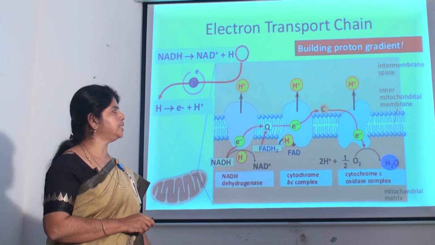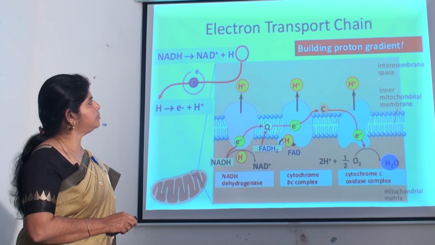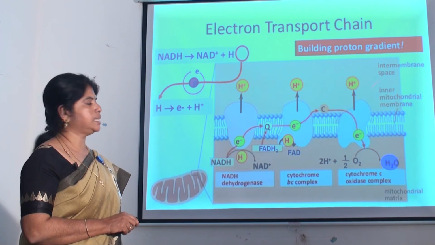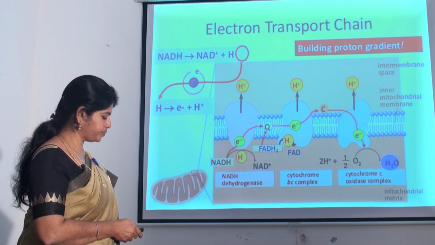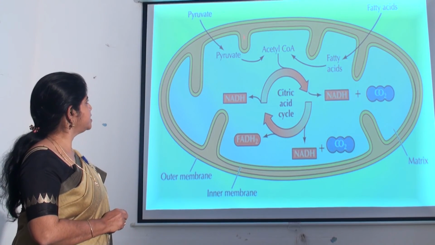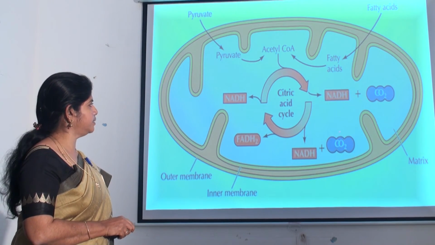During every step of the chain, an ATP molecule is synthesized. Here is the intermembrane space and the inner mitochondrial membrane, where this electron transport system happens. And here you can also see the citric acid cycle and how it happens.